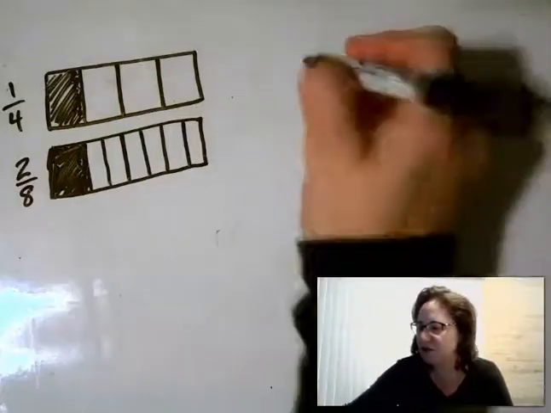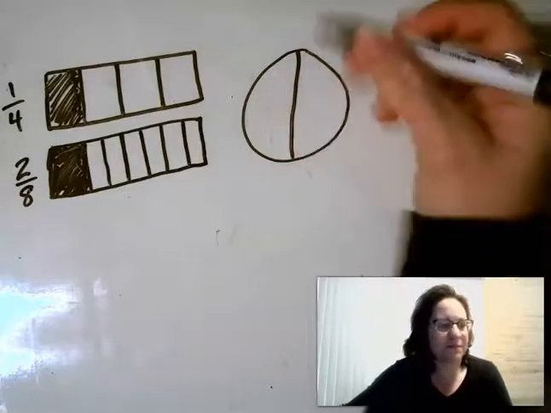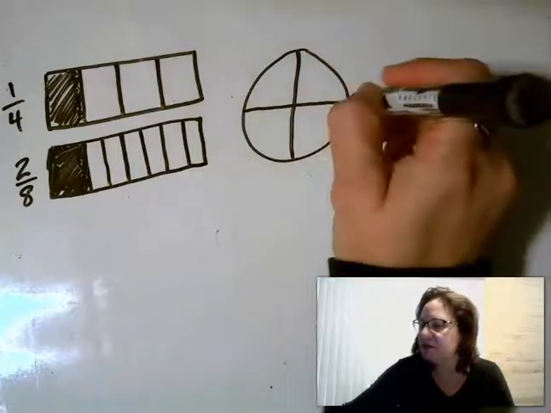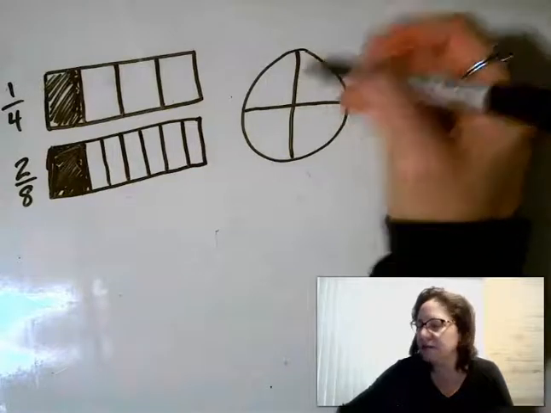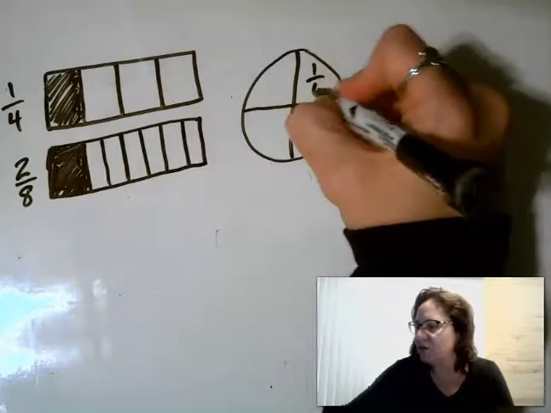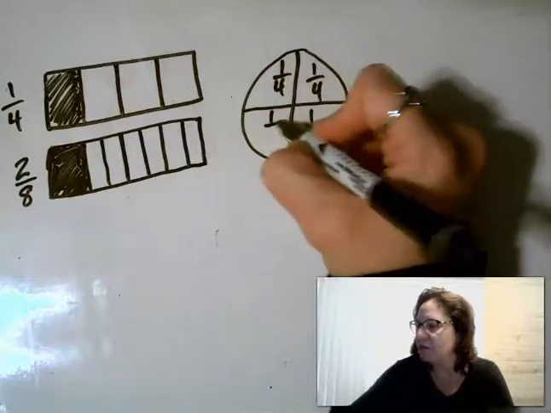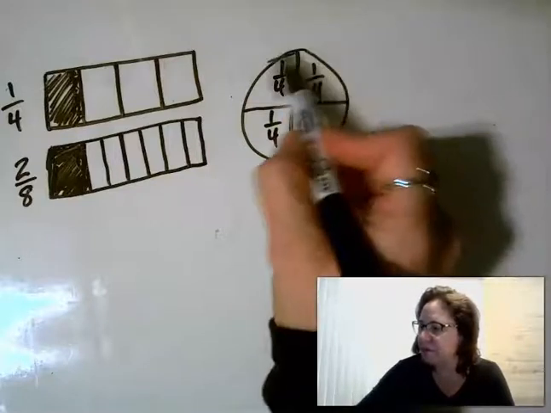Let's say you have a circle and you're dividing it in half. You know what? Let's divide it into 4s. That's too easy for us. Okay, so I'm going to shade half of this. Each of these is 1/4. And I'm going to shade half of it. Okay?